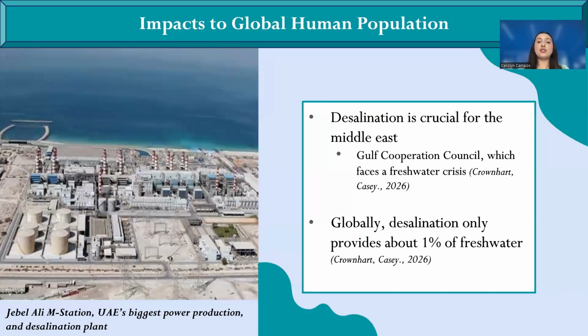There's also impacts to human populations. So globally, desalination only provides about 1% of our total freshwater. However, that small percentage is concentrated in regions facing drastic freshwater crises. This includes nations in the Gulf Cooperation Council in the Middle East.